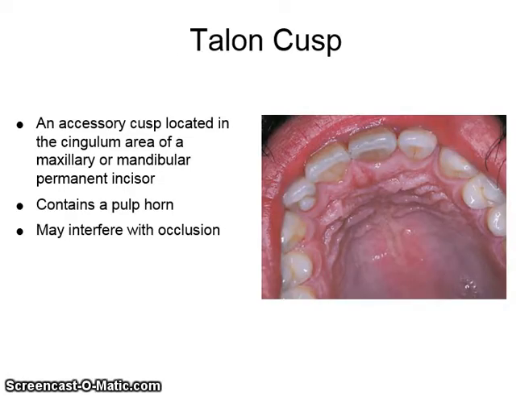A talon cusp is an accessory cusp located in the cingulum area of a maxillary or mandibular permanent incisor. It contains a pulp horn and may interfere with occlusion. Here is an example of a talon cusp on the lingual of tooth number 7.